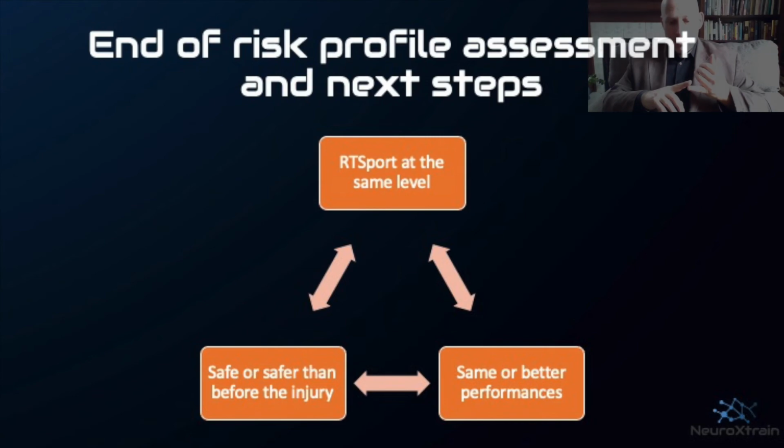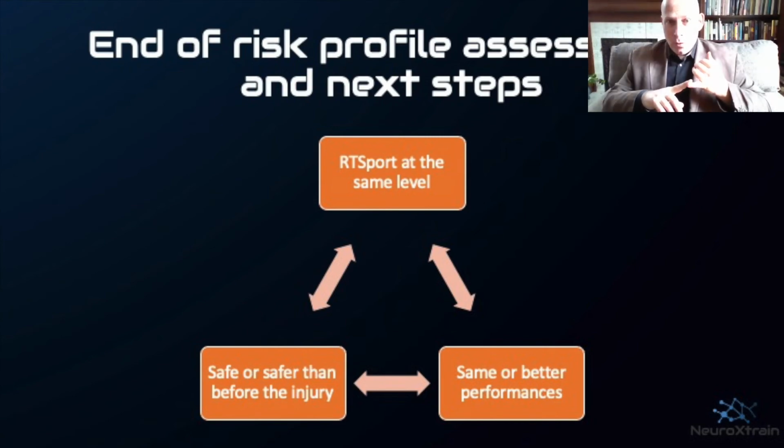So safe return to sport is just that. What you're looking for is three things: that they return to their sport at the same level that they were before, that their performance is as good or better than it was before, and that they're safe or safer than they were before. And I think you have to meet all of those criteria.